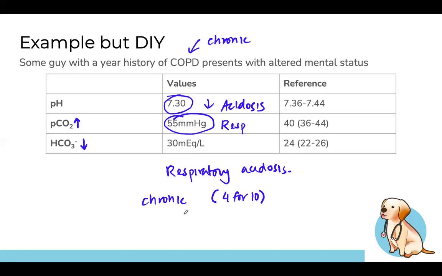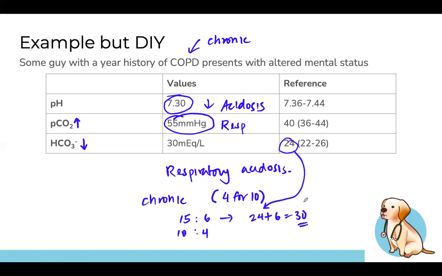A change in your CO2 should correspond to a certain amount of change in your bicarb. So this is increased by 15. A 10:4 ratio should correspond to a 15:6, quick math, which means that your 24 plus 6 equals 30. The 24 is just grabbed from the normal reference range. That should give you 30 for your HCO3 minus expected compensation. So we can say that's pretty much fully compensated. The final answer for this would be respiratory acidosis with full compensation.